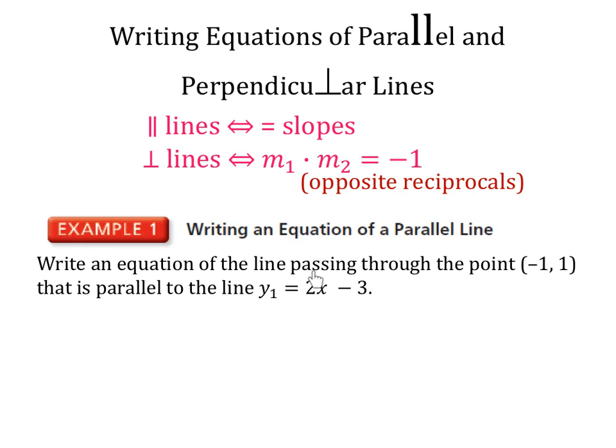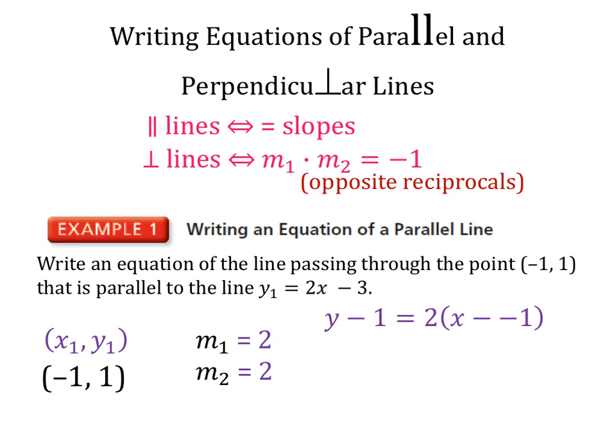Alright, example 1. Write an equation of the line passing through the point -1, 1 that is parallel to the line y1 equals 2x minus 3. Alright, so if we're getting a line parallel to this given line, we've got to consider its slope. And we know that parallel lines have equal slopes. So, I first identify my slopes and the point that it's passing through. So my first slope of the given line, so for line 1, slope 1 is equal to 2. So that means my second equation's line must also have a slope of 2. And I need it to pass through the point -1, 1.